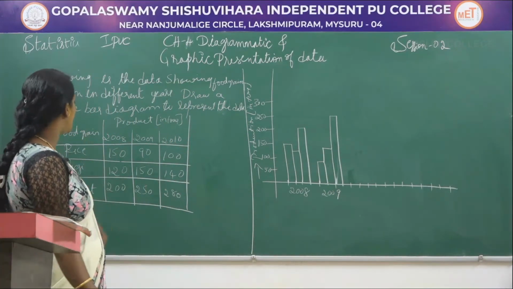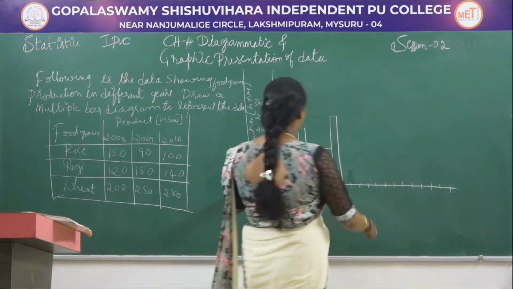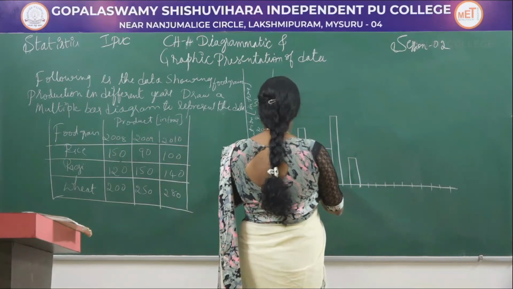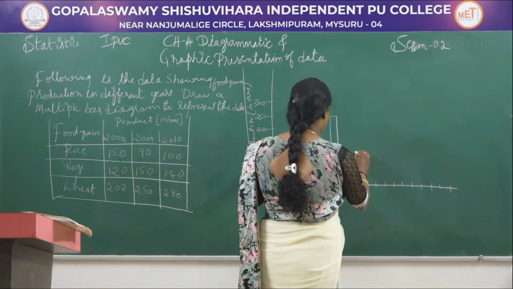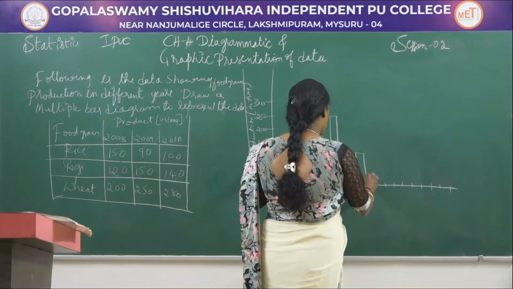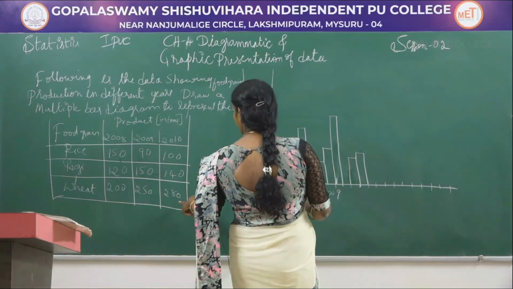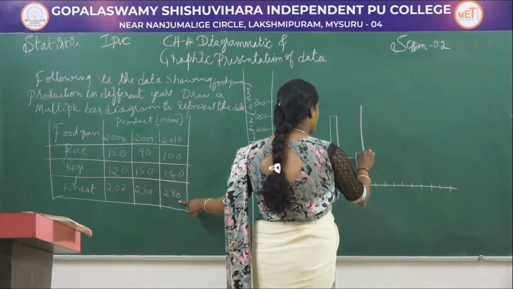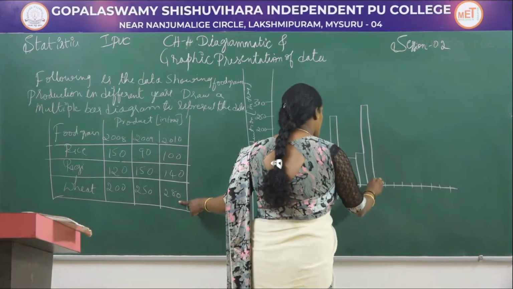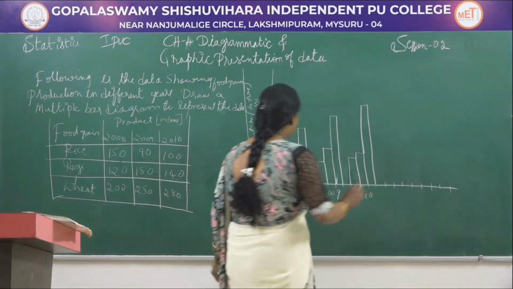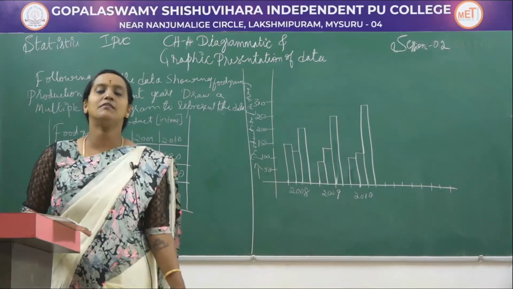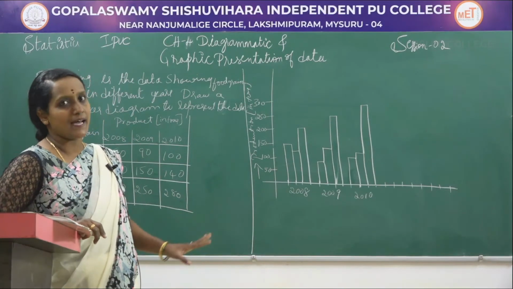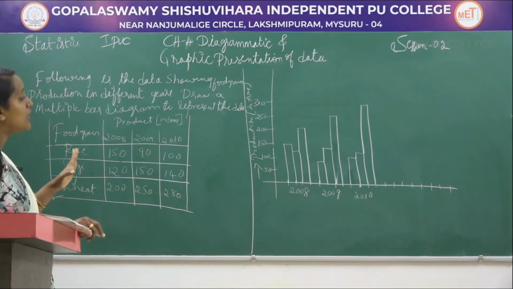Next for 2010, rice is 100. Next 140. If you do this in a graph, you will get the exact picture. Then it is 280. This is for 2010. Looking at this, everything seems to be the same, so we have to differentiate the bars according to the 3 different food grains.